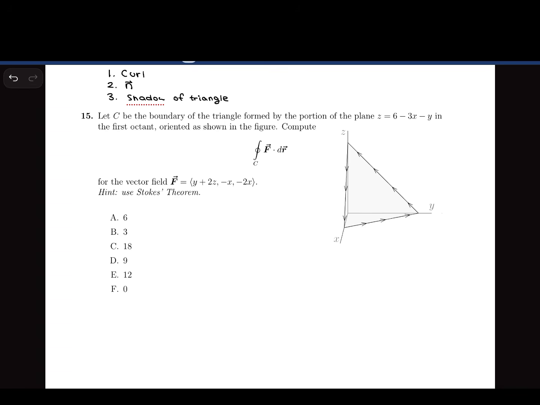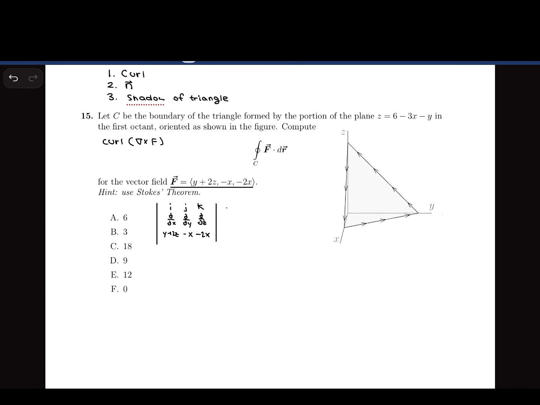So first thing we have to do is find the curl of F. Curl, which in this case is just the gradient cross F. We have our F right here, so let's get to work. So in this case, the curl, if we set it up: i, j, k, d over dx, d over dy, d over dz. This indicates that we're going to be taking the partial derivatives of y plus 2z, negative x, and negative 2x.